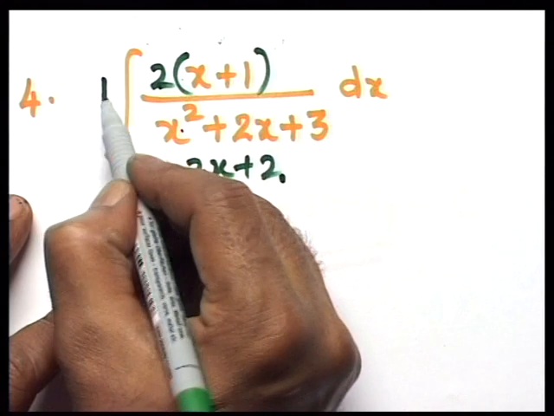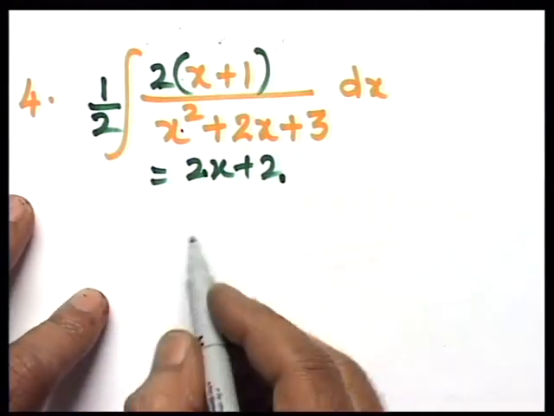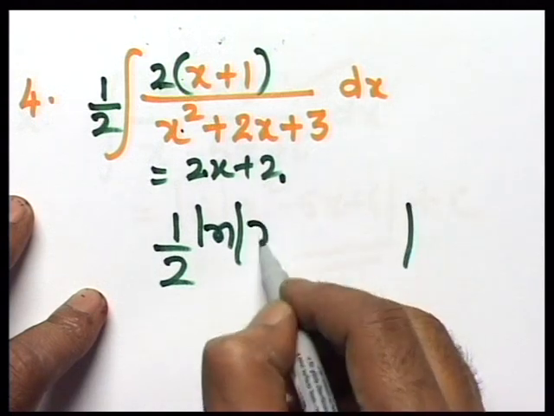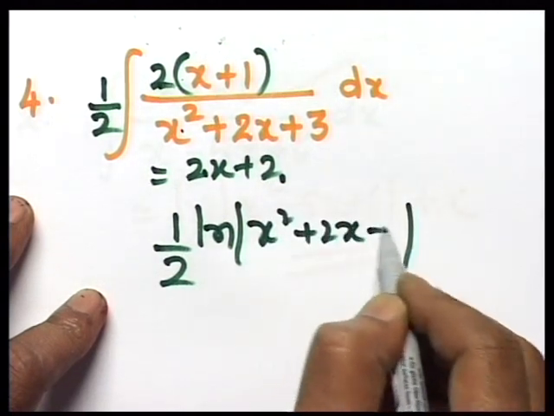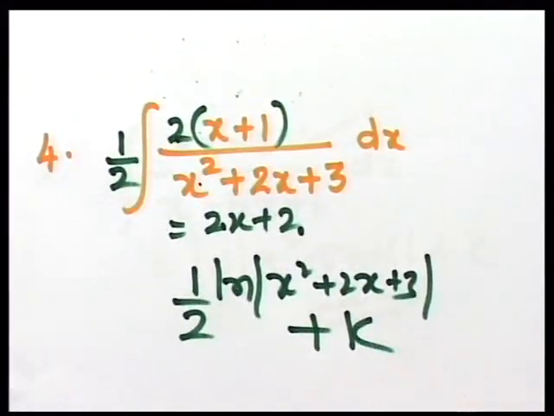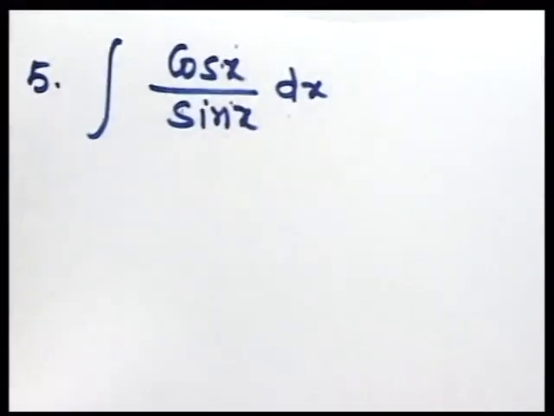So we divide by 2 also. So the answer is now half ln denominator, which is x square plus 2x plus 3, plus k. Most important one, right? They are indefinite integrals. We can use this method to find the integrals of some of the trigonometric functions as well.